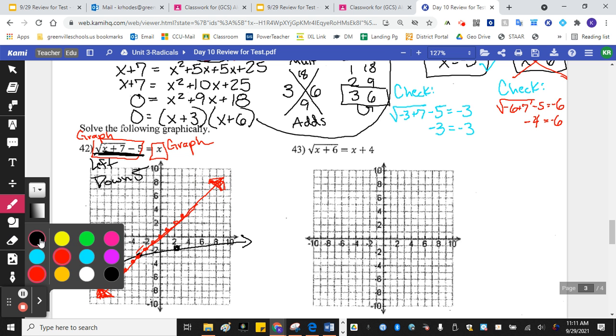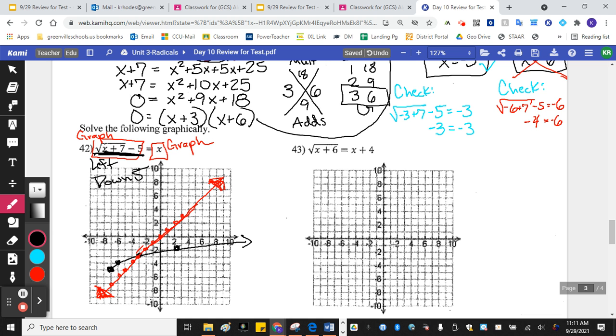All right. Where do they intersect? Negative 3. Your answer is your x value. X equals negative 3.